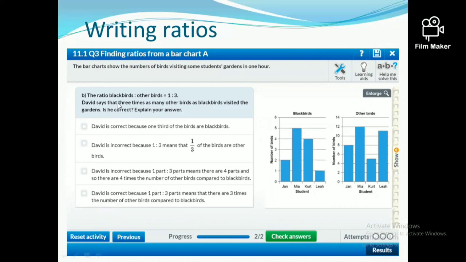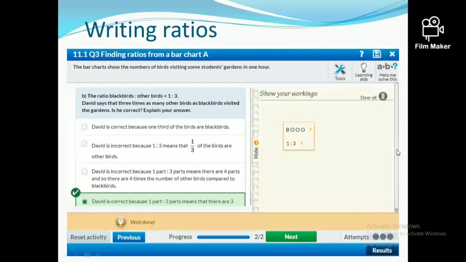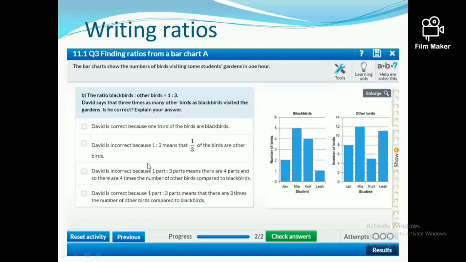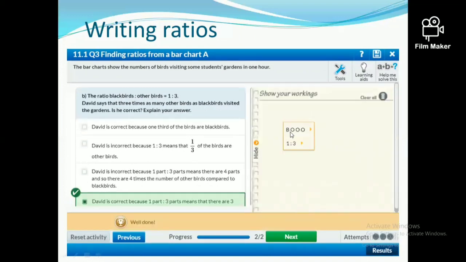David says that three times as many other birds as blackbirds visit the garden. Is this correct? Explain your answer. Right. Okay. Then you can see there, what is the ratio? Blackbirds 1 and other birds 3. That means you can say that David's conclusion is correct.